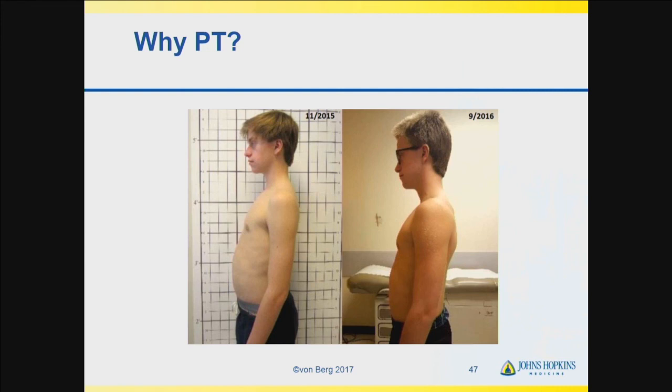So why PT? Because of this. This guy on the left is November of 2015, on the right is September of 2016. And other than a haircut, some glasses, and a tan, can you see any other changes?